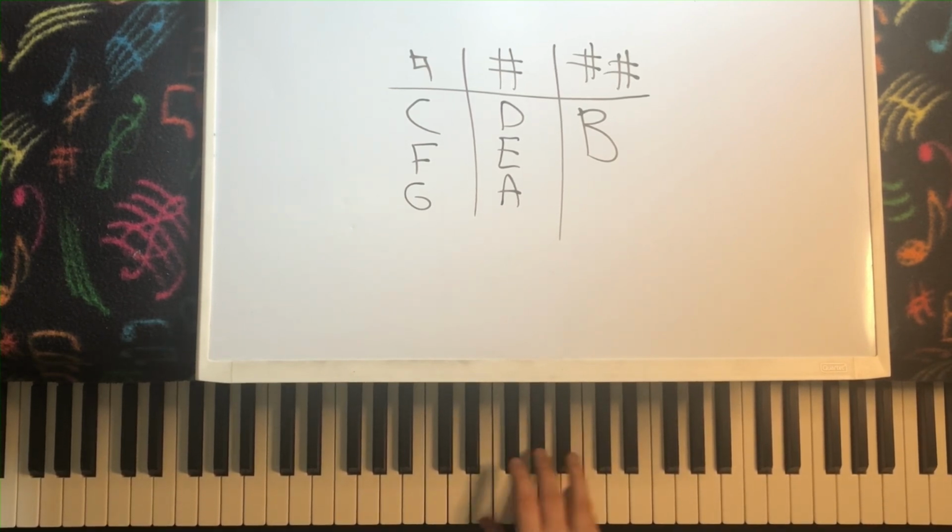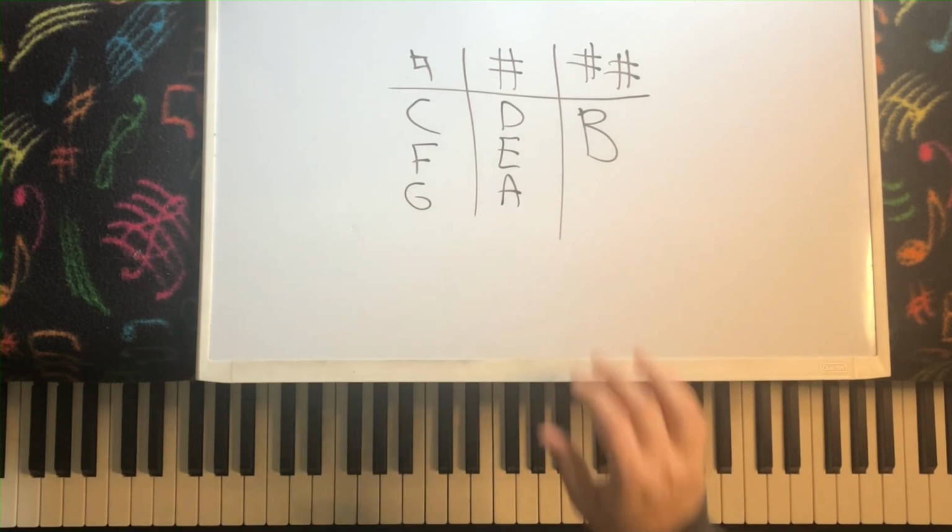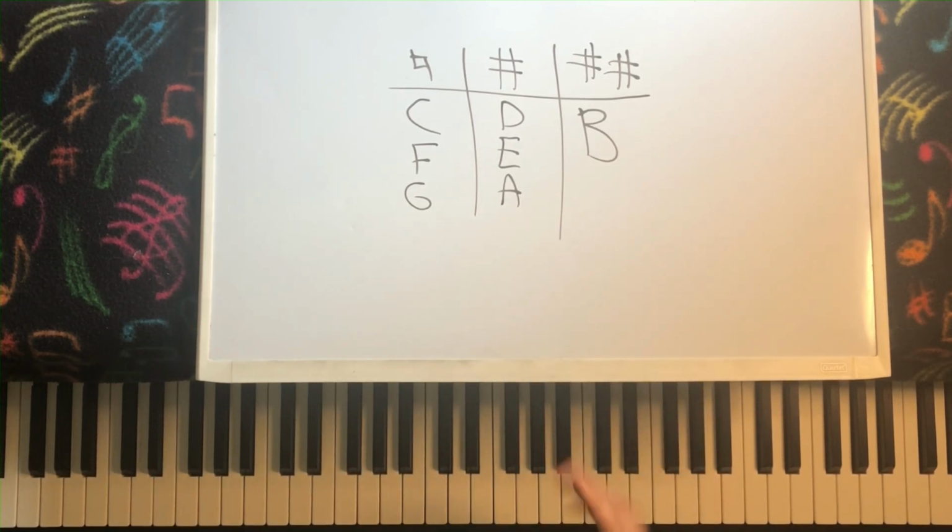D, E, and A, they all need their sharp, or their middle note to be sharp, otherwise they're minor. So that's all the minor versions, right? Then B is a weirdo. That needs two sharps there to be a major chord, okay?